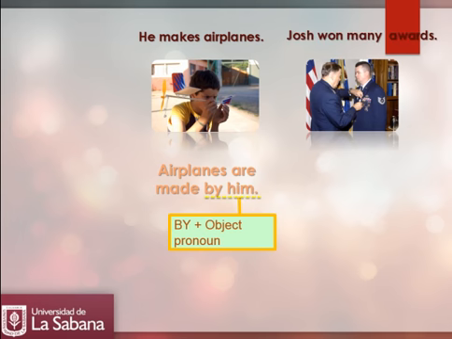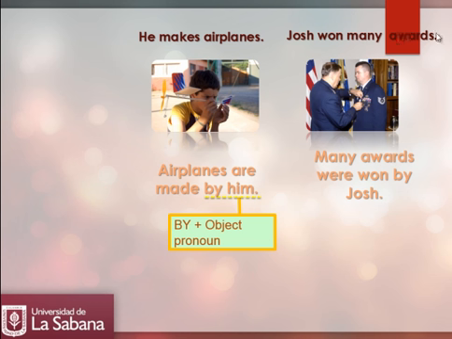Now let's try to transform the following sentence. George won many awards. Once again, first we need to find the subject and the object of the sentence, and we need to identify the main verb and its tense. So the subject of the active sentence is George, and the verb is to win. And here it's in the past simple form, right? It's the second form of the verb to win. To win, won. And the object is many awards.